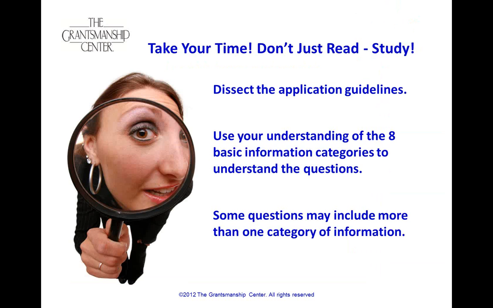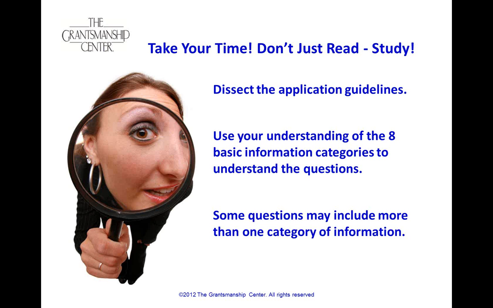When you get federal application guidelines, they can seem a little overwhelming. They're often long, they're often complicated. So the first rule is to take your time. Sit down with a cup of coffee or two, a cup of tea, a handful of various colored markers, some sticky notes, and don't just read those application guidelines, study them, dissect them.